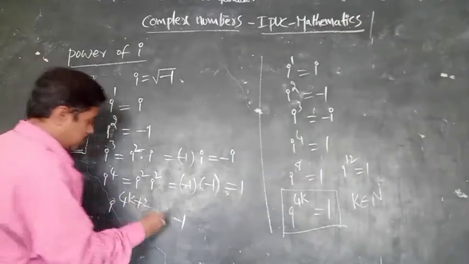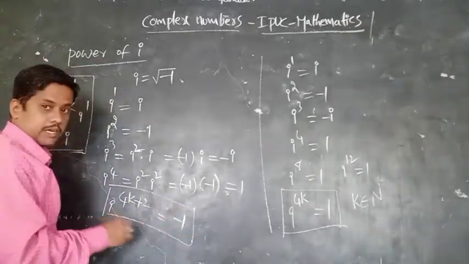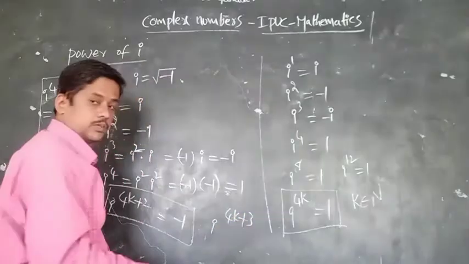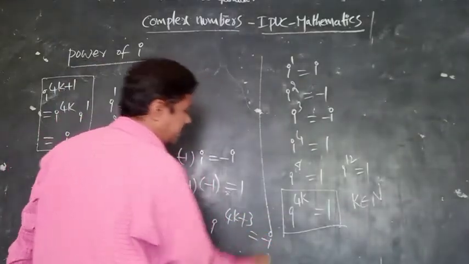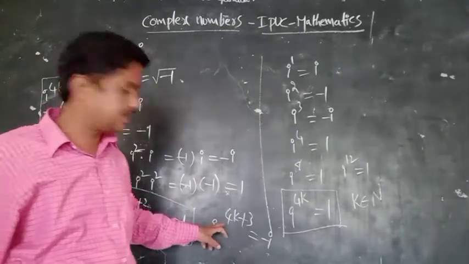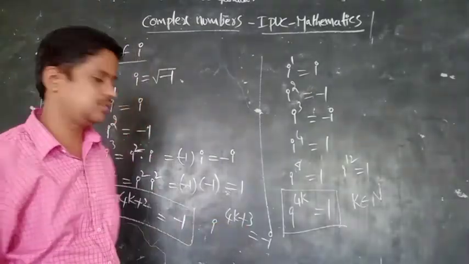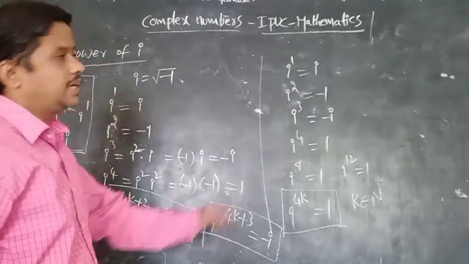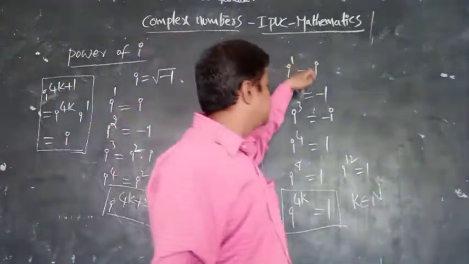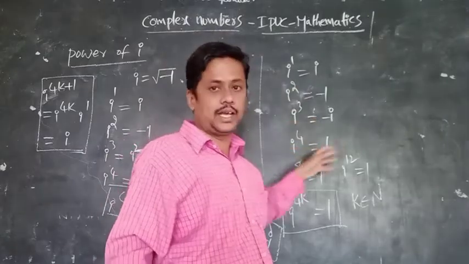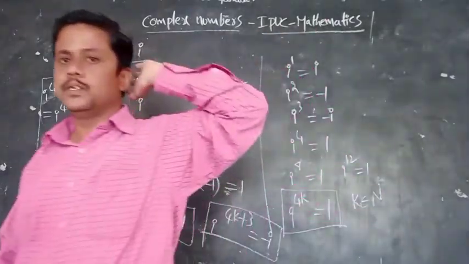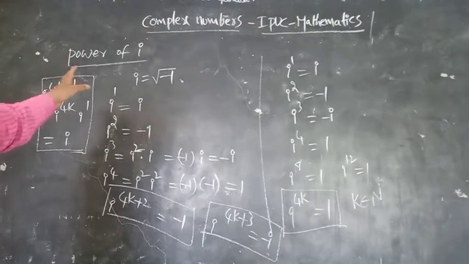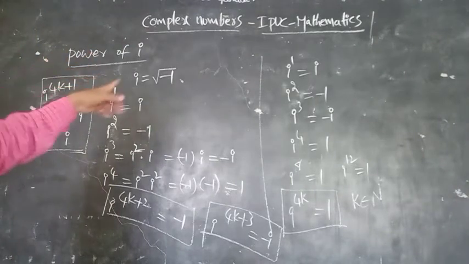Next, i to the power of 4k plus 3. Here i to the power of 4k is 1 and i cubed is minus i. So this is another one. Like that all the values repeat: i, minus 1, minus i, 1. The same values keep coming. So this is the information regarding powers of i.